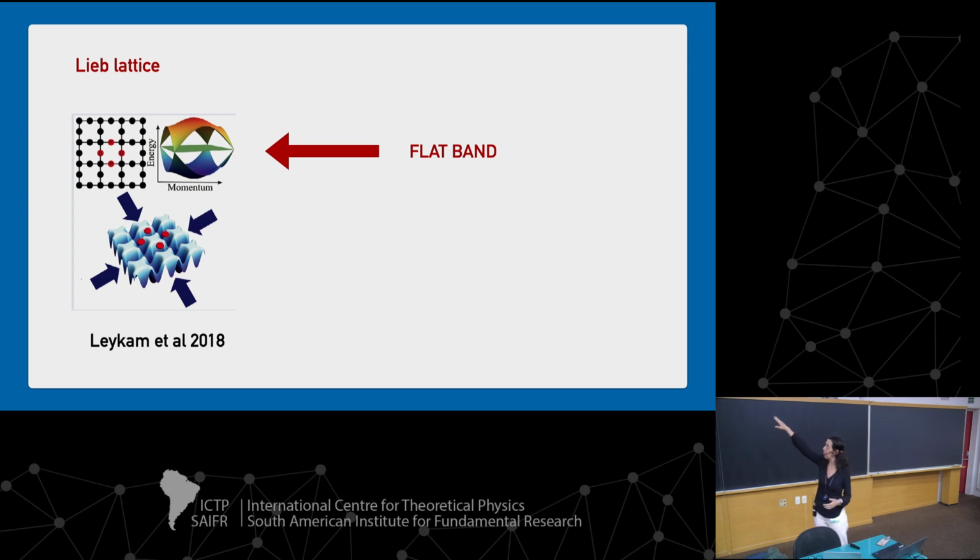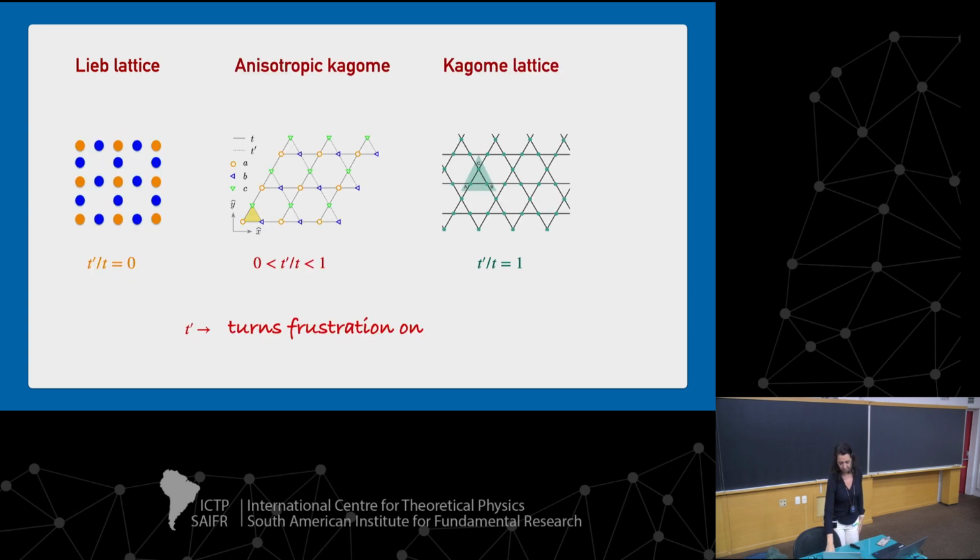Here is a proposal by Lieb to realize this within optical lattices. And once again, like the Kagome lattice, it has a flat band. And the flat band here is not on the top, it's really in the middle. So if we're looking at properties at half filling, the flat band is going to play a more important role here than in the Kagome lattice.